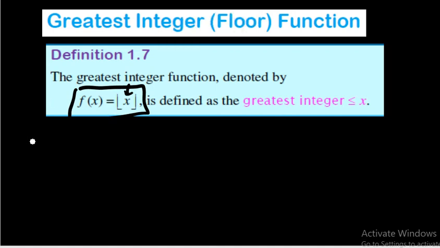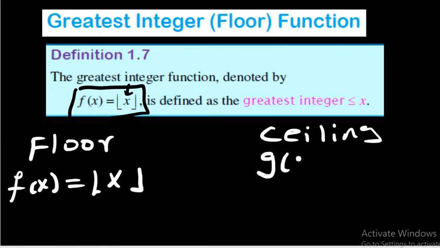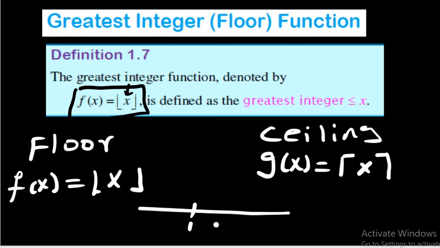So when you define the floor function, we need to consider the ceiling function at the same time. The floor function is f of x, which will be written in the form down closed x, and the ceiling function is g of x, which will be upper closed interval x. For example, on a number line we can take 1 and 2. If I take the number 1.5, what will be the floor of 1.5 and what will be the ceiling of 1.5?